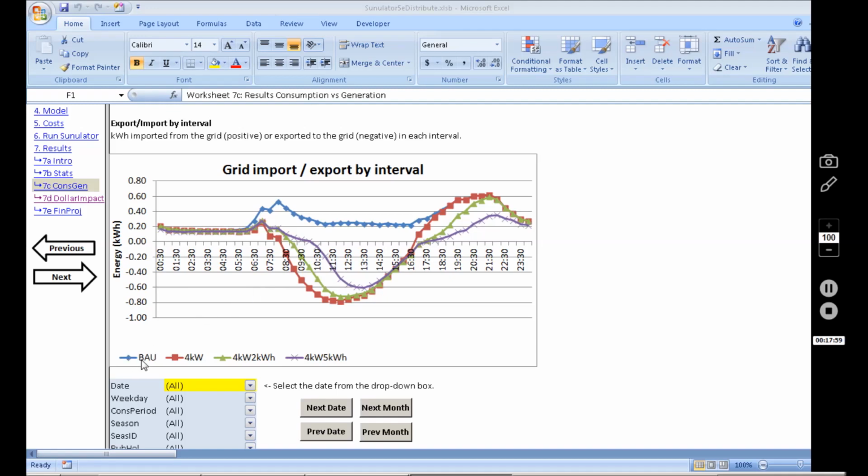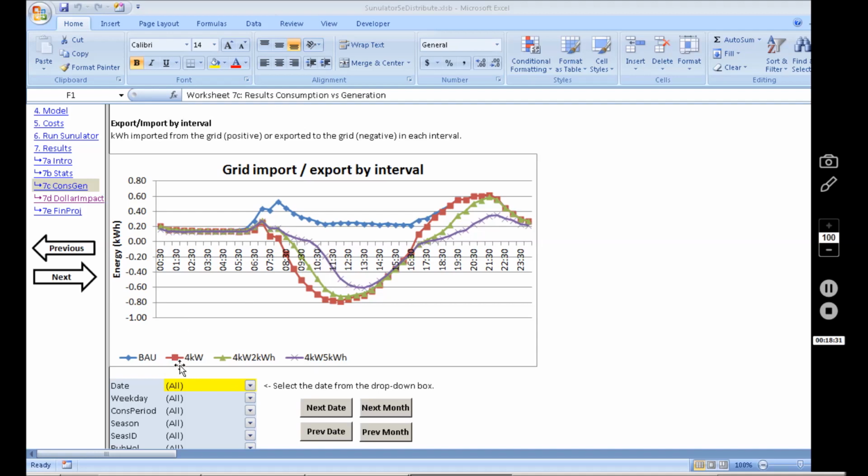So the blue one is your business as usual, where you've got no solar and no battery. That's just how much electricity is being consumed, and it's an average over all dates in the entire year period that we've simulated. So this is your average consumption profile. We've got a morning peak and an evening peak, just based on the data that we've imported into Sunulator.